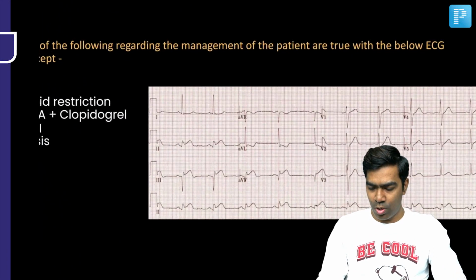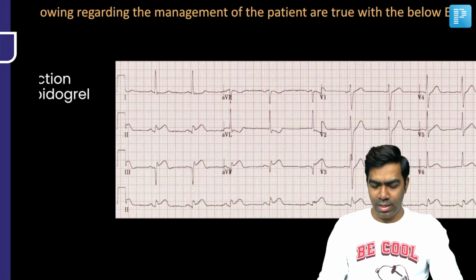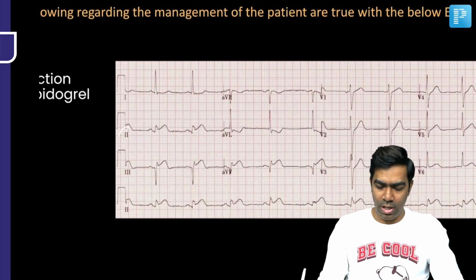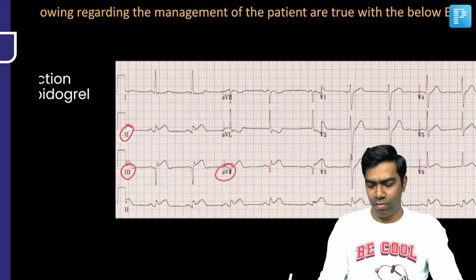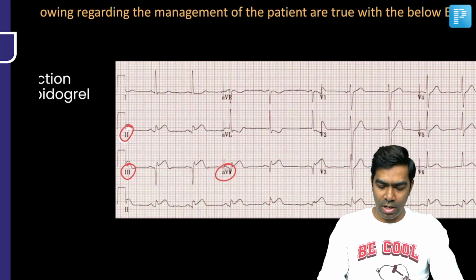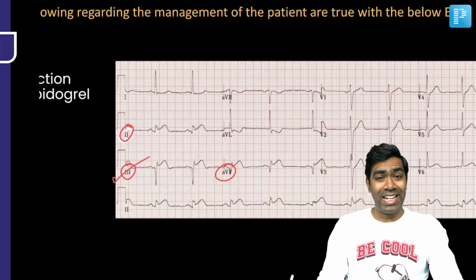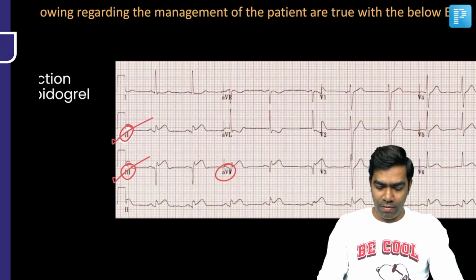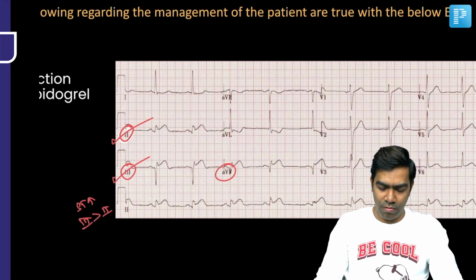So first of all, what is the diagnosis? I think the diagnosis is an inferior wall myocardial infarction. So there's no doubt about that. So you have a patient with ST elevation in leads 2, 3 and AVF, of course. And what is the culprit artery over here? So to find out the culprit artery, look at the ST elevations in lead 3 and lead 2. Definitely the ST elevation in lead 3 is more than lead 2. That confirms the culprit is right coronary artery.